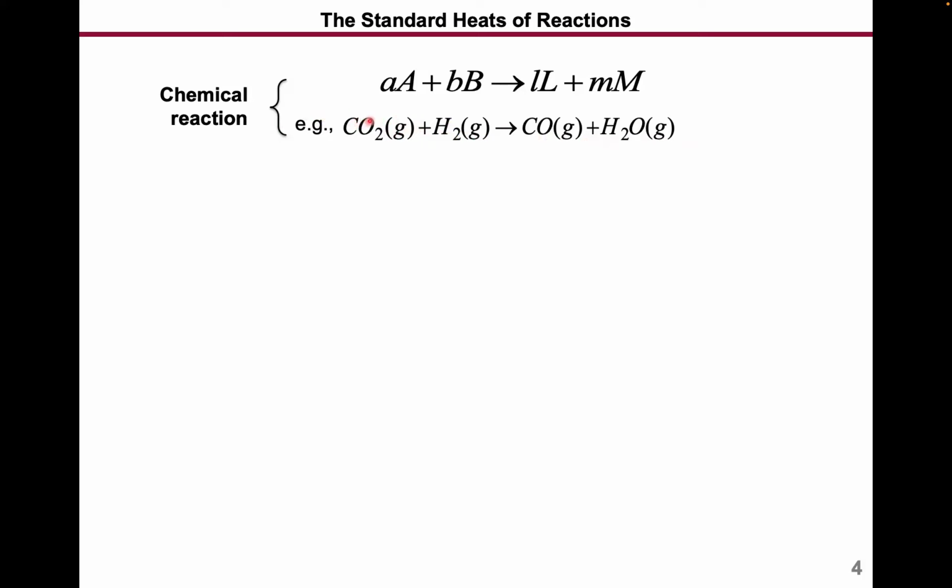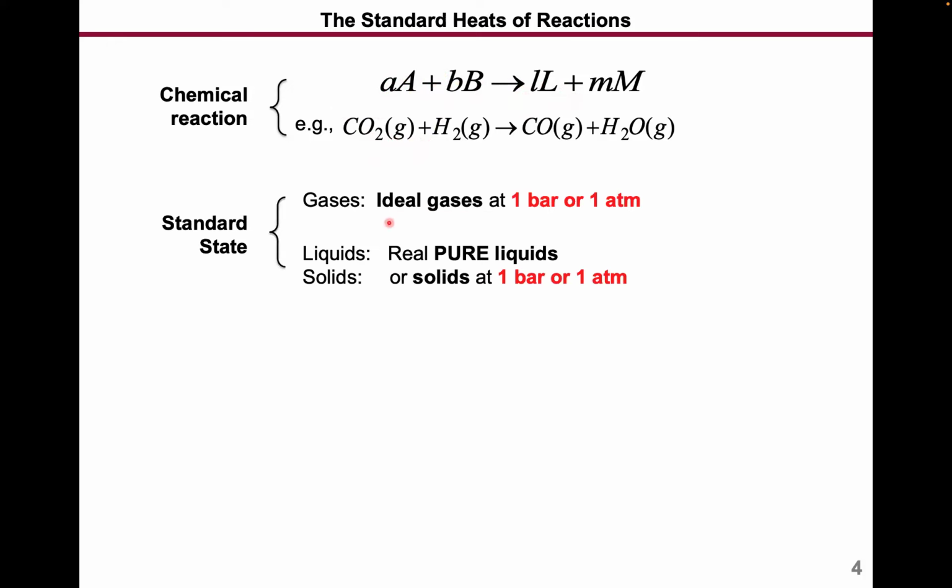So for example, in this reaction, 1 mole of CO2 will react with 1 mole of H2 and then form 1 mole of CO and 1 mole of H2O, okay? So here, the stoichiometry coefficient is basically equal to 1, 1, 1, 1, right? And that's your A, B, L, M values, okay? Now, when we talk about the heat of reaction, in the front we have the word standard, right? We first need to talk about standard heat of reaction.